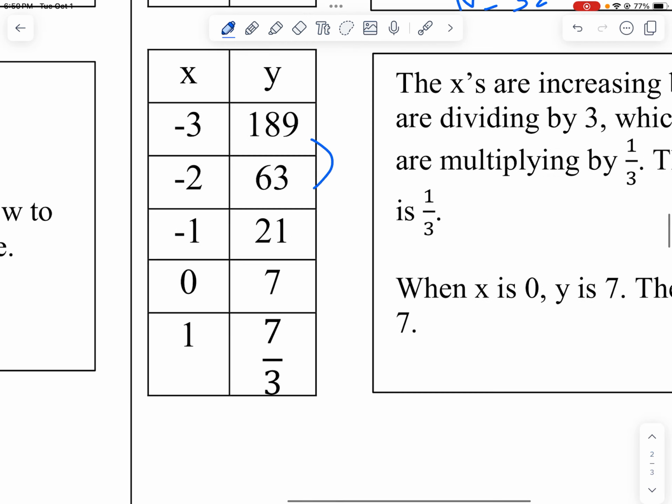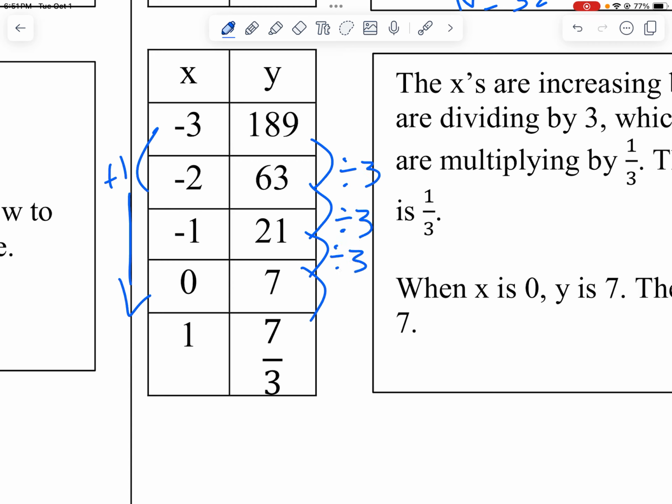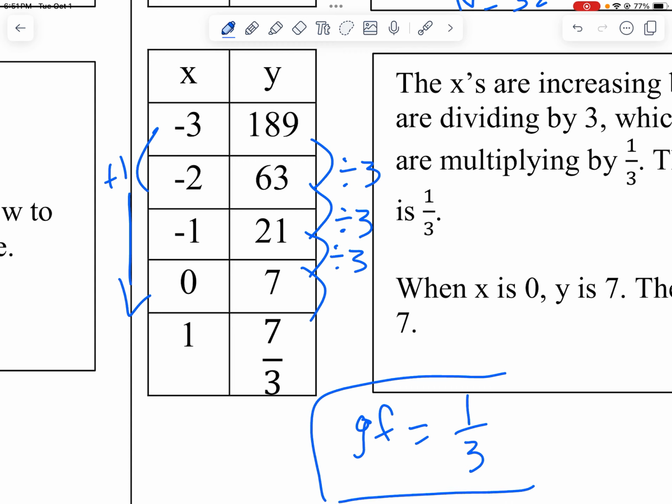On this one here, I'm noticing things are getting smaller. My x's are still going up by 1 all the way down, but this is a pattern of dividing by 3 each time. Remember, if the pattern is divide, it is multiplying by something, but it has to be a fraction. So if it's divided by 3, your fraction is going to be 1/3, because if you times by 1/3, you're dividing by 3. And then for my initial value on this one, again, I look where x is 0 and find where the y is, which is going to be 7.